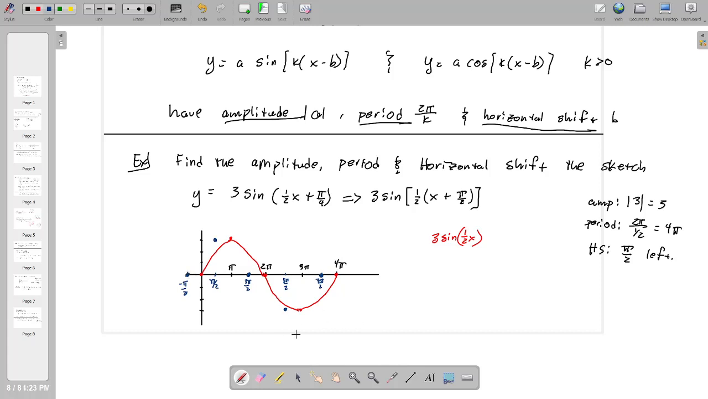So my actual graph, y equals 3 sine of (1/2 x plus pi/2), will look like this. So the final graph is in blue. The intermediate graph before I do my actual shifting is in red.